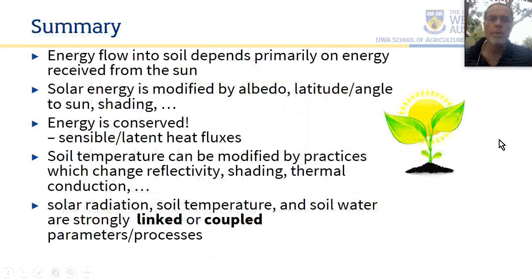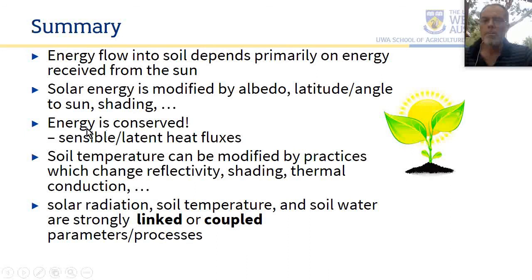So we can do quite a lot of things to manage the inputs and outputs of energy from soils and thereby modify soil temperature. Just to summarize, if we're going to think about soil energy flows, we need to consider what happens with sunlight, and what affects the net solar radiation which is arriving on the soil surface. Solar energy is modified by albedo, where we are on the Earth and where we are on a slope. So latitude and angle to the sun, and shading, which we can modify, of course, with mulches and so forth.